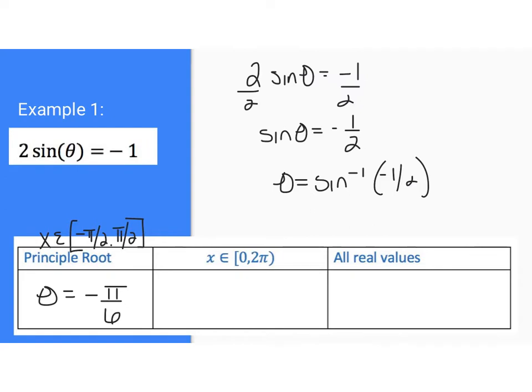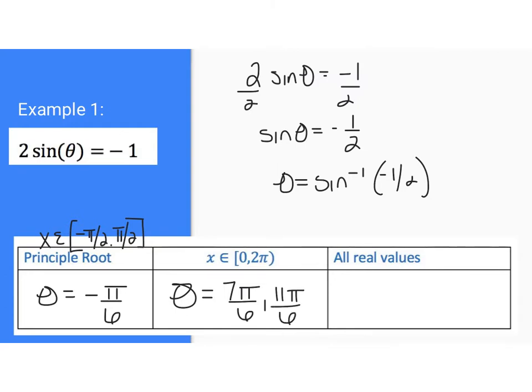If I change my domain and look between 0 and 2 pi, now I can have up to 2 solutions. So I'm going to look on the unit circle for where the y value is equal to -1/2, and now my answer changes to 7 pi/6 in quadrant 3 and 11 pi/6 again from quadrant 4.